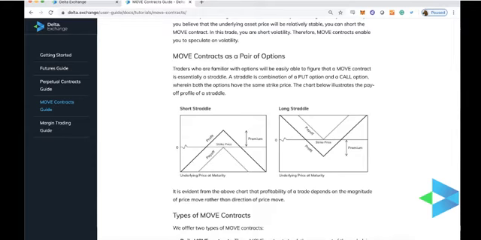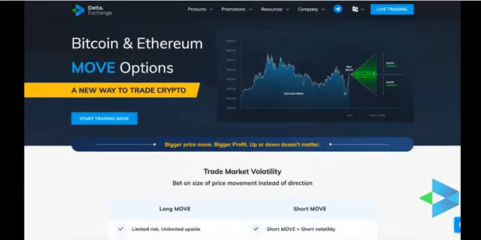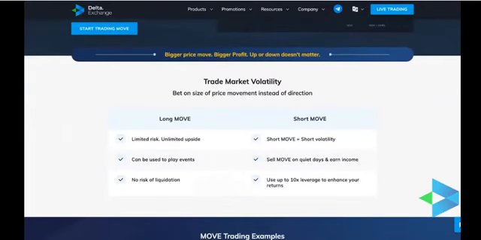A move contract is, in essence, an option straddle or a direction-neutral option strategy. In this way, the move contract allows you to easily trade asset volatility instead of price, profiting off of large price moves in either direction.